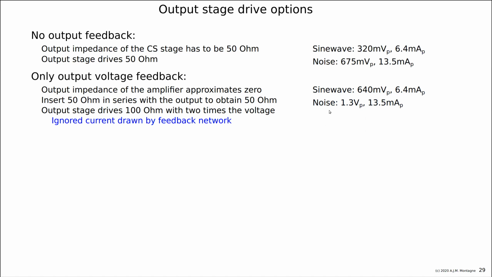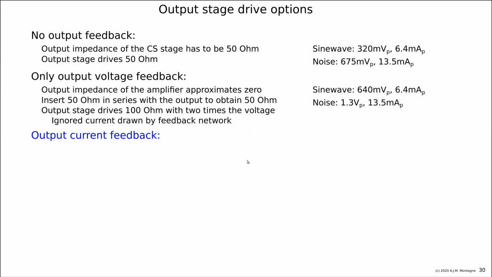So it is not accurate, it's a rough estimate, because we ignored the current drawn by the feedback network. We are parallel sensing at the load. Remember, we are creating voltage feedback. So we are placing some kind of network in parallel with the load to sense the voltage. And if this is a resistive network, it requires current. And the current drive capability should be larger than 6.4 milliamps peak. I just ignored it for the moment and just show you that we have more on the table than it appears to be in the first place.